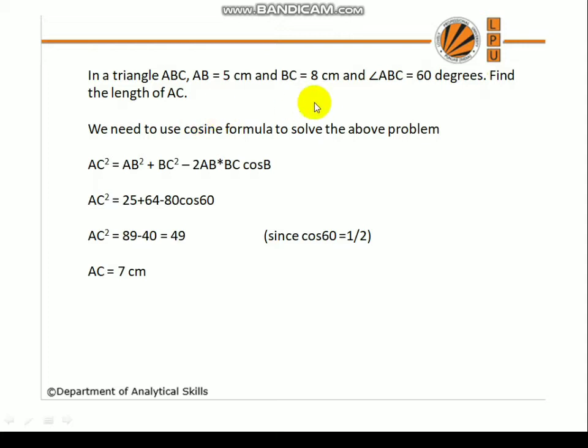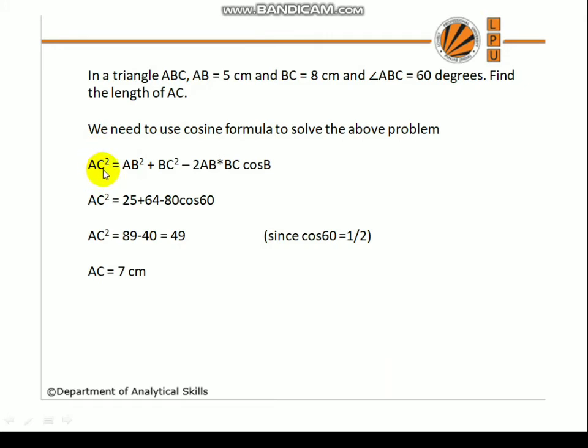Now we can see very well, if you draw a diagram, angle B is given, and AB and BC are given, which means two lengths are given and the angle between the two lengths is given. So whenever two lengths of a triangle are given and the angle between the two lines is given, then we can find the third length by using the cosine formula. So what does the cosine formula mean? The third length, let's say AC.